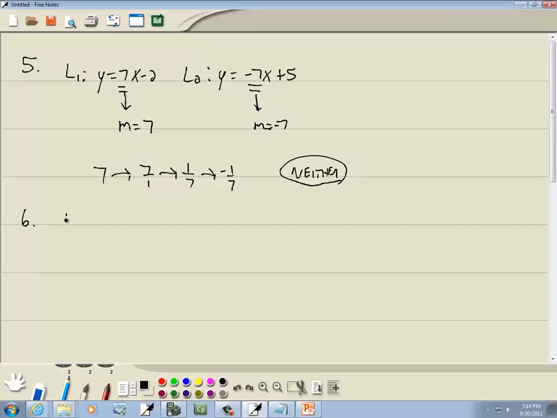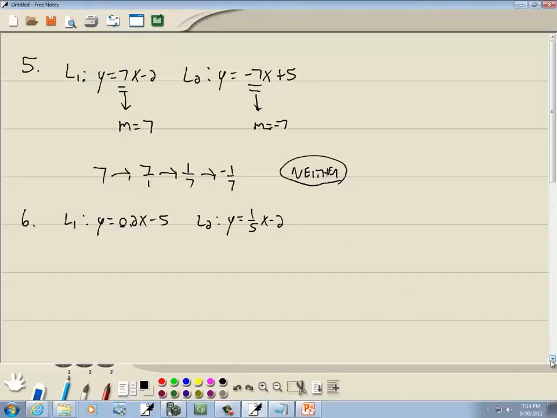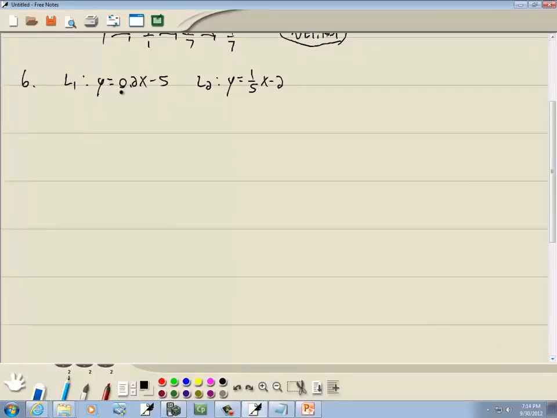Let's take a look at another one of those. L1 is y equals 0.2x minus 5, and L2 is y equals 1/5 x minus 2. Well, on our first line here, our slope is what's before our x, which is 0.2, and if I were to write that in fraction form, it ends in the tenths place, so this would be 2 over 10, or 1/5. The slope of this, again, since it's in slope-intercept form, the slope is just whatever's before our x, it's 1/5. Well, these are both the same, aren't they? Parallel lines have slopes that are the same, so these are parallel.